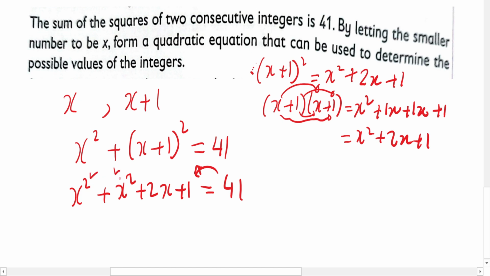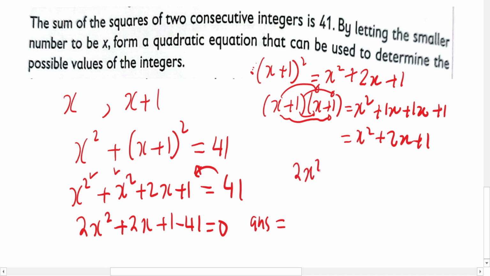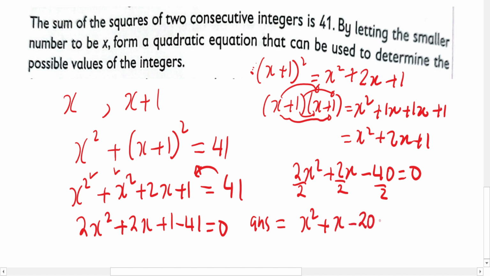Collect the like terms before we bring the 41 to the other side. x squared plus x squared is 2x squared, plus 2x. Now bring the 41 to the other side to give you plus 1 minus 41, which is equal to 0. So 1 minus 41 is minus 40, and you get 2x squared plus 2x minus 40 equal to 0. Then divide by 2, divide by 2, divide by 2, and therefore you get x squared plus x minus 20 equal to 0. And that is your answer.